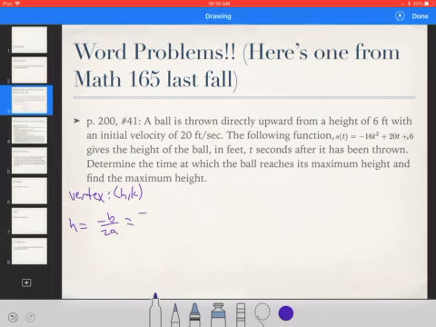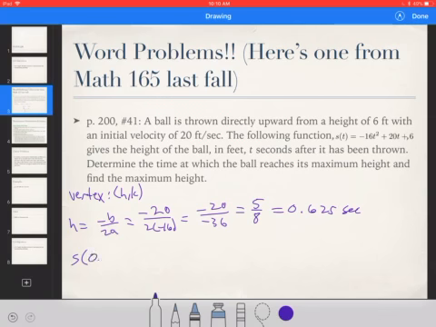Since b is 20, this gives us negative 20 over 2 times negative 16, which is negative 20 over negative 32. And that reduces to 5/8, which is exactly 0.625 seconds. To find k, we evaluate the original function at that point. With the calculator, this comes out to a pretty nice number, 26¼ feet.